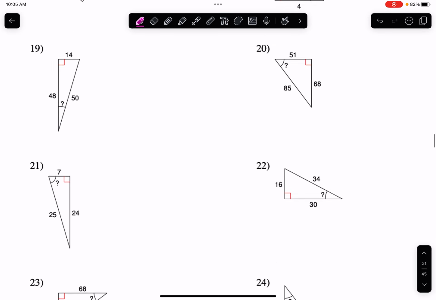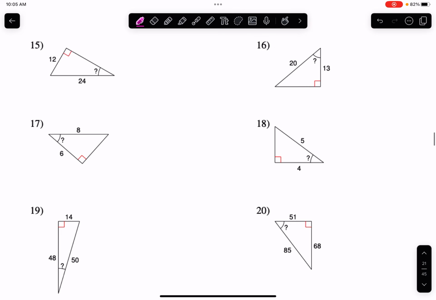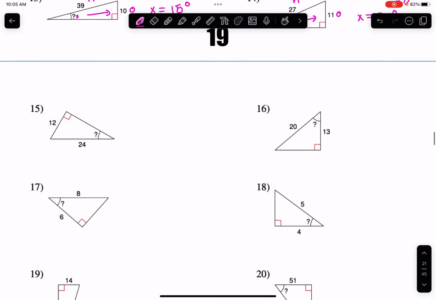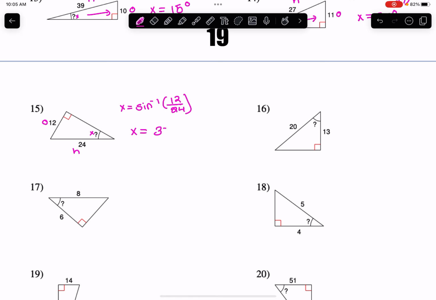So your homework for this lesson is page 20. So you're just continuing with the same things that we've been doing, identifying this is the opposite and hypotenuse. So x is equal to the inverse sine of 12 over 24. So we do second sine 12 over 24, which gives us 30 degrees.